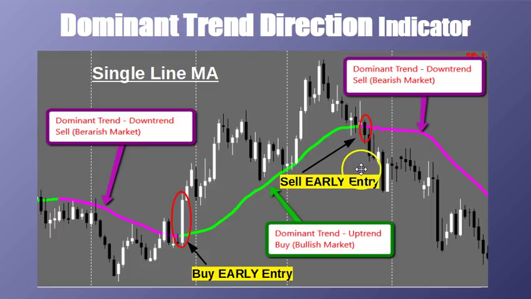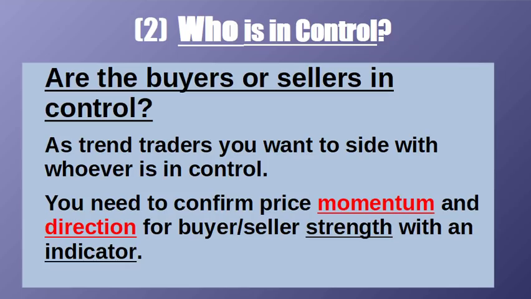Okay, and we'll talk about that in just a moment. Now the next thing is, who is in control? That's question number 2, right? Are the buyers or sellers in control? Well, as trend traders, you want to side with whoever's in control. You need to confirm price, momentum, and direction for buyer-seller strength, right?